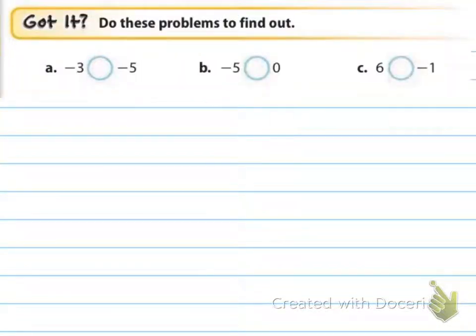So you're going to do A, B, and C on your own. A being the most challenging, I think, maybe B as well. But just think about that number line and where it is. The one that's furthest to the right is the bigger number. Keep that in mind. So go ahead and pause the video now and do A, B, and C.